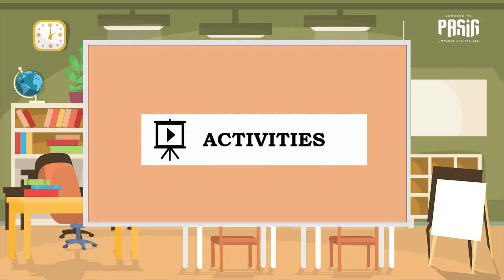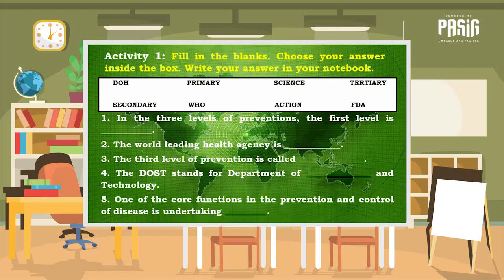For your activity. Activity number 1. Fill in the blanks. Choose your answer inside the box. In the 3 levels of prevention, the first level is primary. The world leading health agency is WHO.